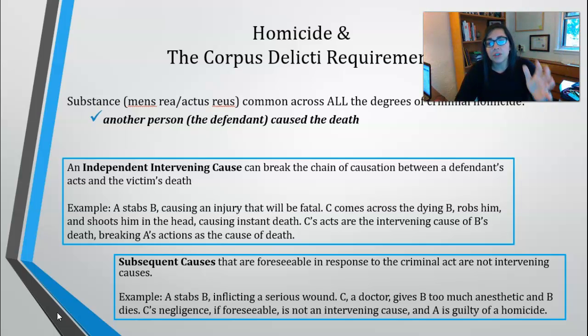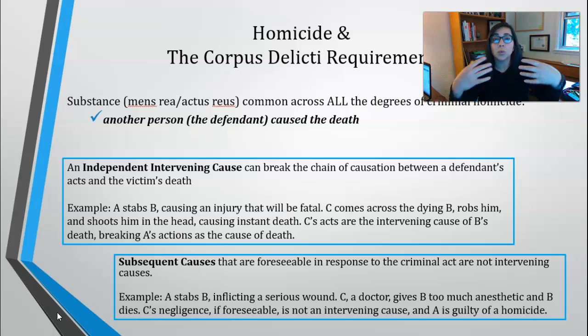So if the doctor is the one that caused the death through the misadministration of some kind of drug, technically, like the one we just looked at, he stepped in there and caused the immediate death. But B would not have even been in the hospital had it not been for A, who did the stabbing.